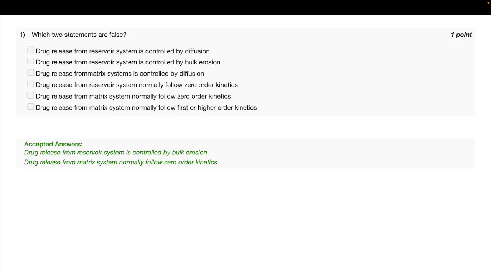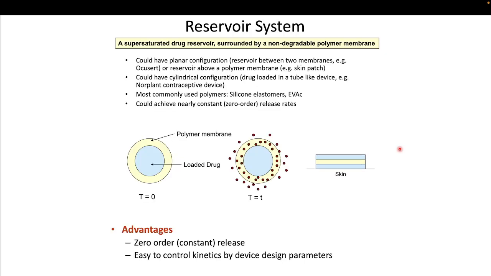So the correct answer is: drug release from reservoir system is controlled by bulk erosion. Drug release from matrix system normally follows zero order kinetics. Both these statements are false. So let's look at what reservoir system and matrix system actually are. We discussed it briefly at the start.